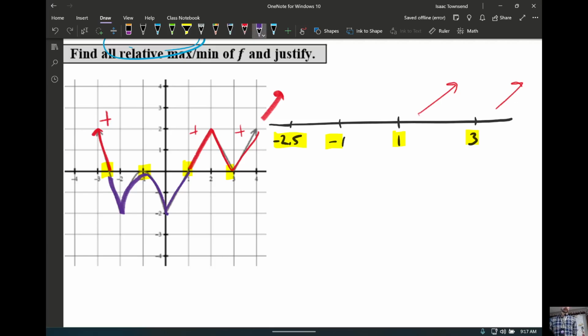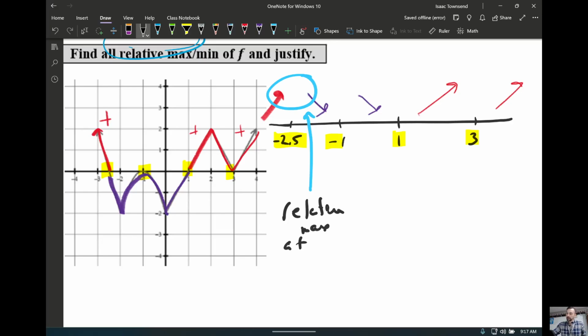And then he had a negative derivative from -2.5 to -1, so he was decreasing. And then he had a negative derivative from -1 to 1, so he was decreasing. And nobody says you have to make this. Again, this doesn't even count as justification, but it's just such a good way to organize the entire thing. It makes it almost impossible to not see there's a relative max there at x equals -2.5.